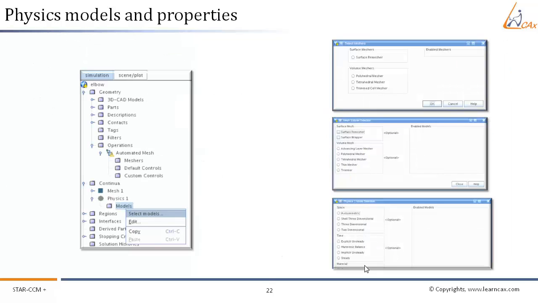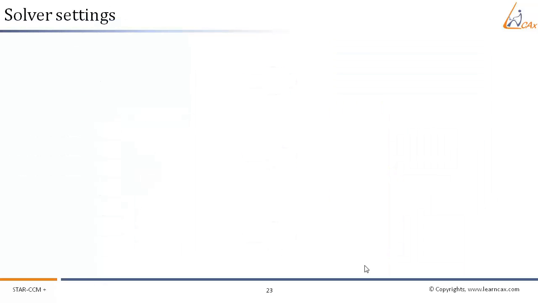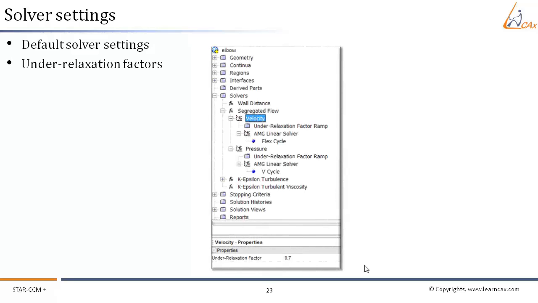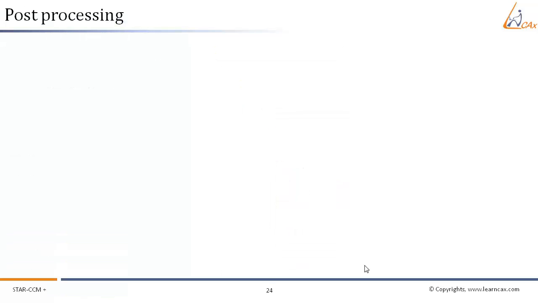Next, we see that we need to set up physics models. For this, we go to Continua and right-click to select Physics Model. We have to go on selecting physics models appropriate for our problem definition. After physics model, we need to set up the solver. Most of the time, default solver settings are sufficient. We also need to use under-relaxation factor for the control of the speed of the solution. We will see this in much more detail in the solver section of our course.